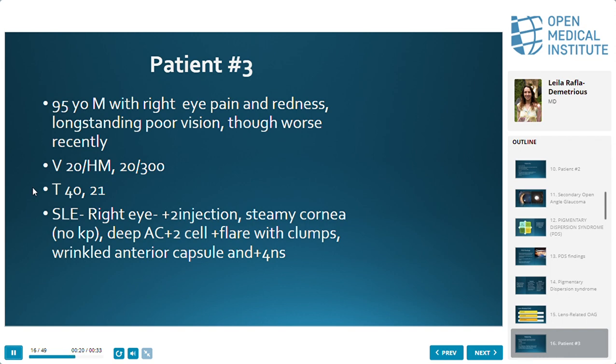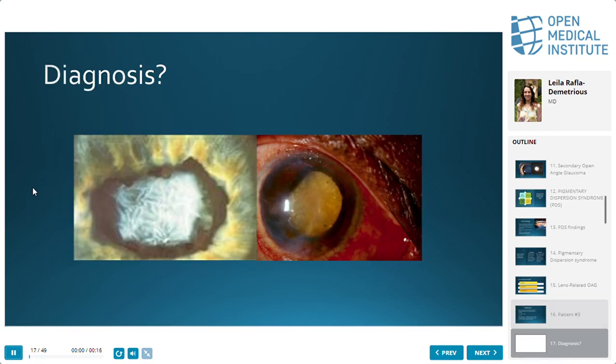On exam, we see he has a hazy cornea and a red eye, no KP, but he has some cell and flare with clumps of material floating around and a wrinkled anterior capsule with a dense cataract. So again, wrinkled anterior capsule, dense cataract behind it, some anterior synechiae. What do we think is going on here?